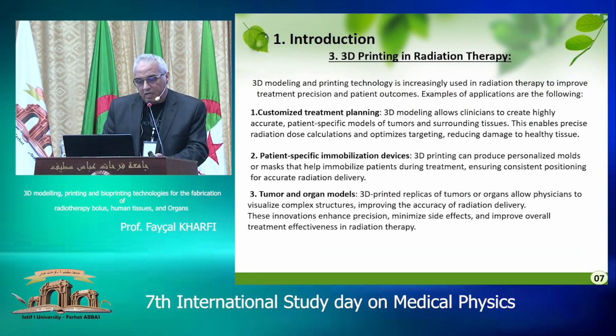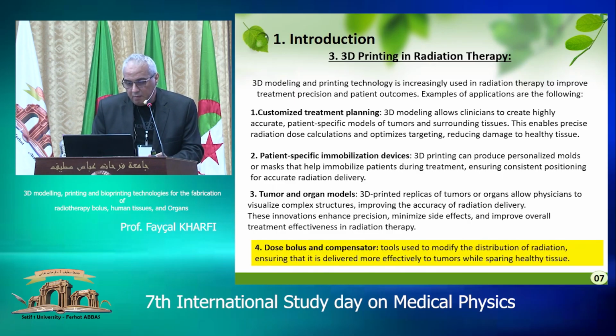Now I move to the third part of my talk, which concerns 3D printing applications in radiation therapy. 3D printing also gives many solutions in the field of radiation therapy. I give you some examples of application. The first one is the fabrication of customized treatment planning. 3D modeling allows clinicians to create highly accurate patient-specific models of tumor and surrounding tissues. This enables precise radiation dose calculation and optimizes targeting, reducing damage to healthy tissue.